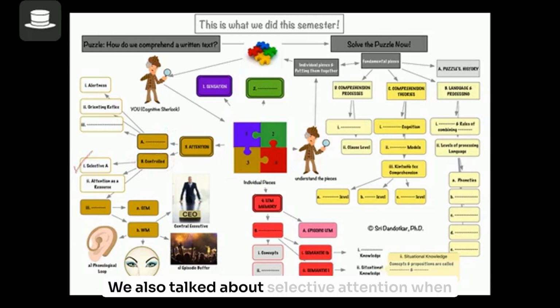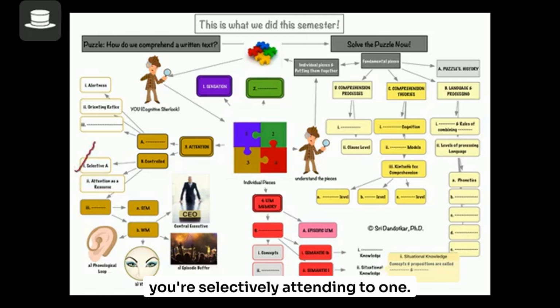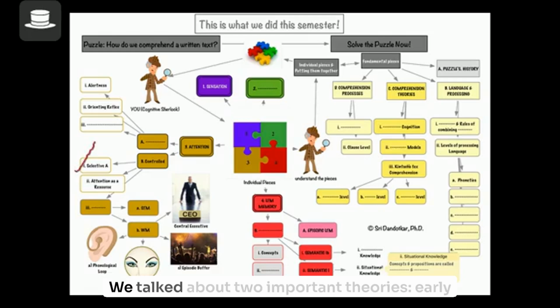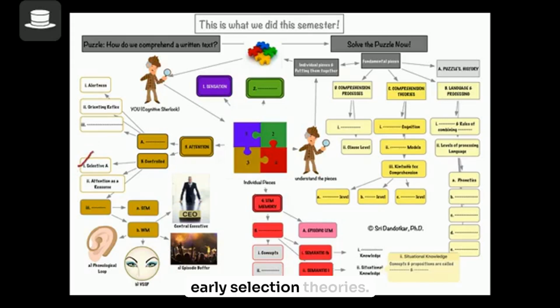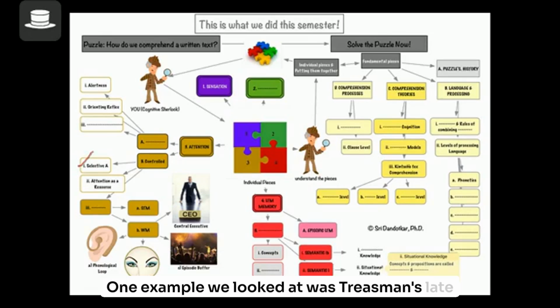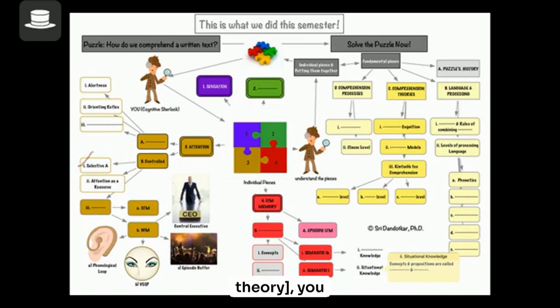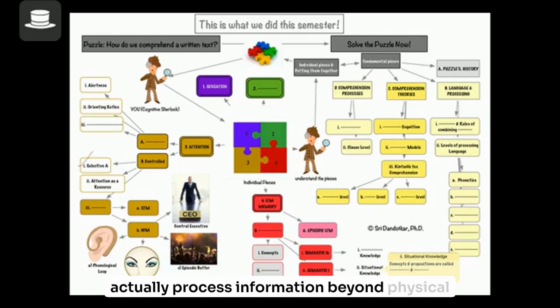We also talked about selective attention, where you're selectively attending to one and deselecting the other information. We talked about two important theories: early selection theory and late selection theory. The early selection theory assumes that you make the selection of what you want to attend to very early on, only after processing the physical features of it. Broadbent's theory is one example of the early selection theories. Then we looked at late selection theory. One example we looked at was Treisman's late selection theory, where you actually process information beyond physical features till you know the meaning of what you're reading, perceiving. Then you make a decision. That's how you make a selection.